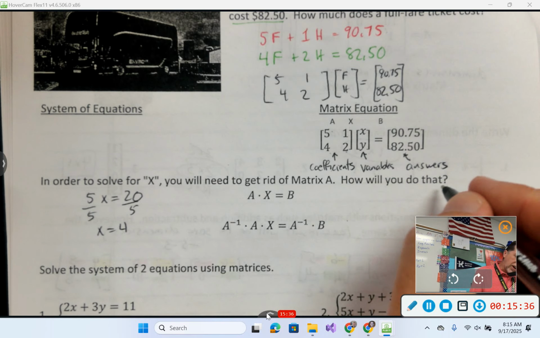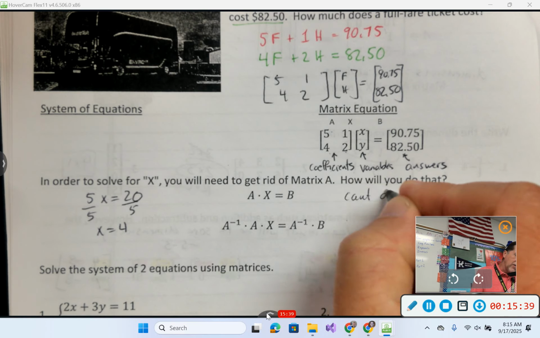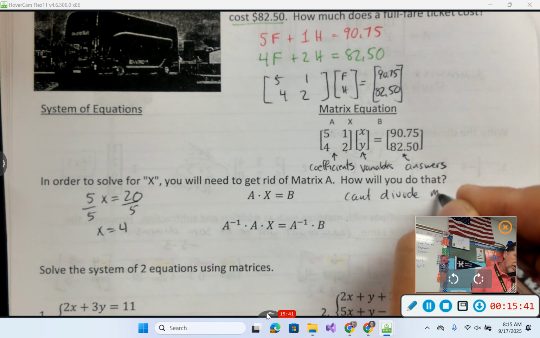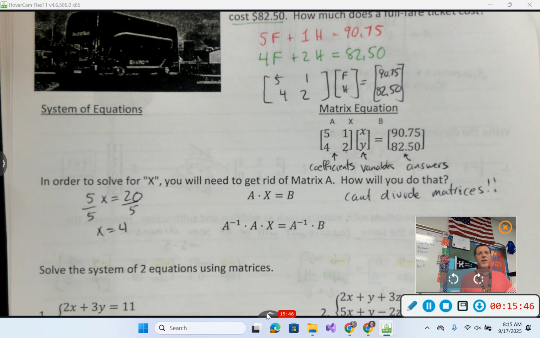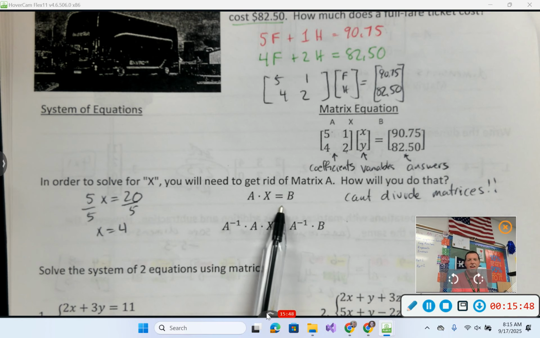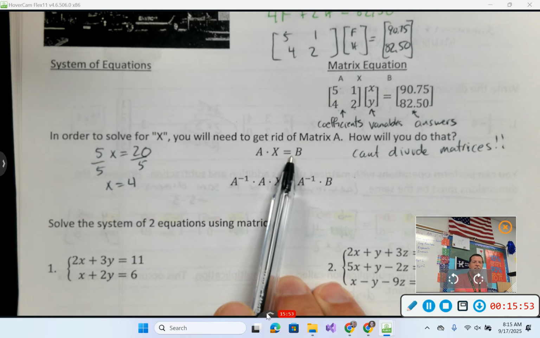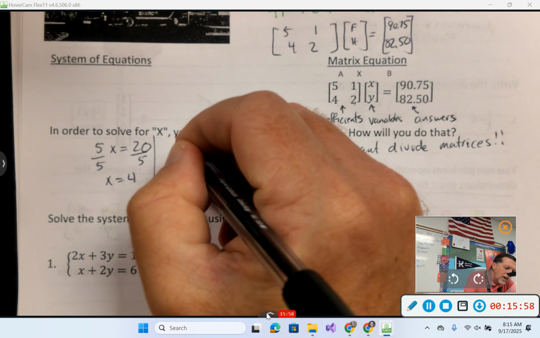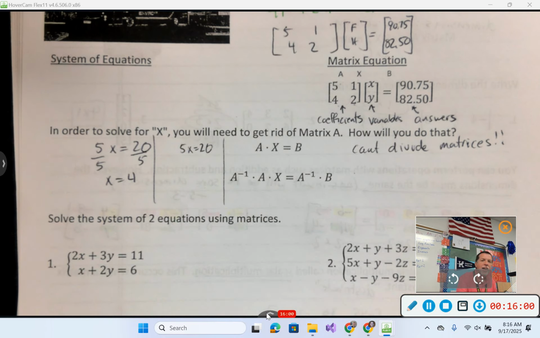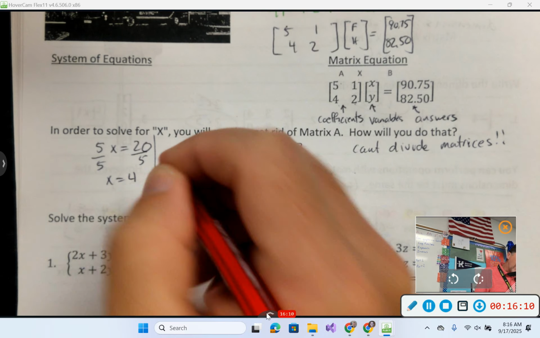But here's the trick. How will you do that? Because you can't divide matrices. So I can't just divide by matrix A, because you can't divide with matrices. So let's back up to our problem over here. If I had 5x equals 20, and I told you you weren't allowed to divide, what could you multiply by? 1 over 5. You could multiply by 1 over 5.